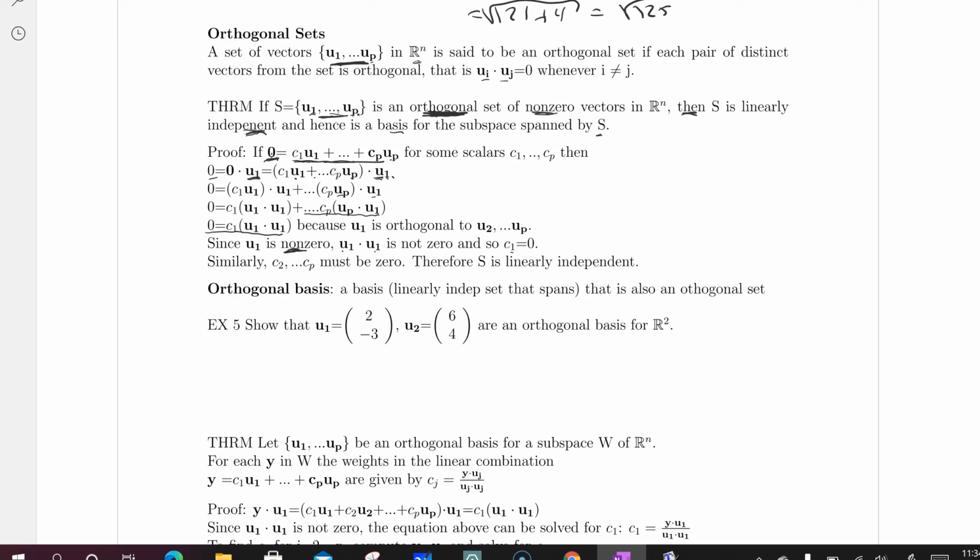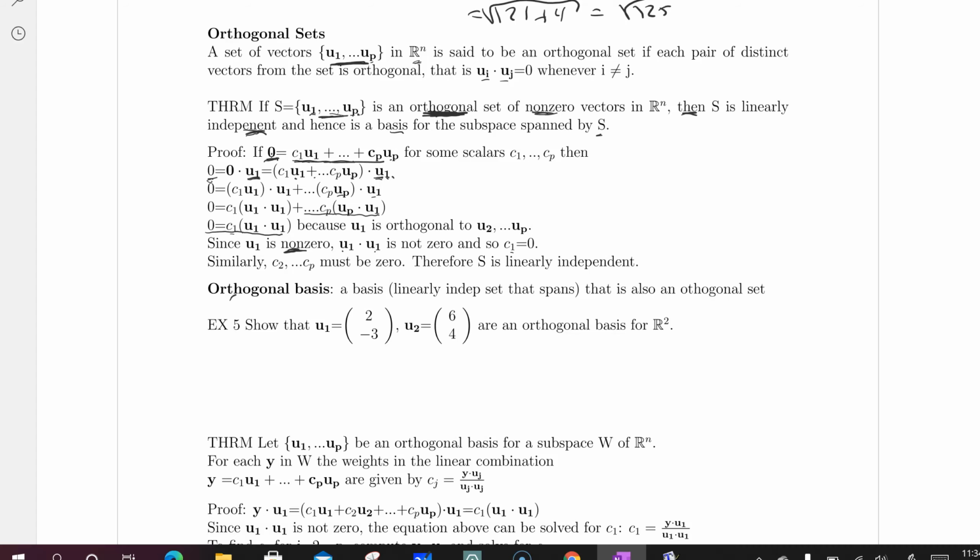So this means c1 is 0. I can go through this whole proof again, and dot both sides with U2, U3, all the way up through UP, and find out that the only way I get to 0 is with all the constants equaling 0. So that means they're linearly independent. A little bit of a proof there. You don't need to know that. I just thought I would show it to you.